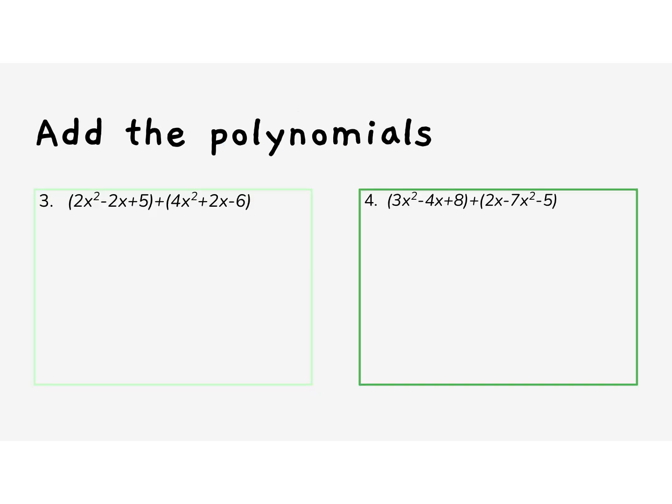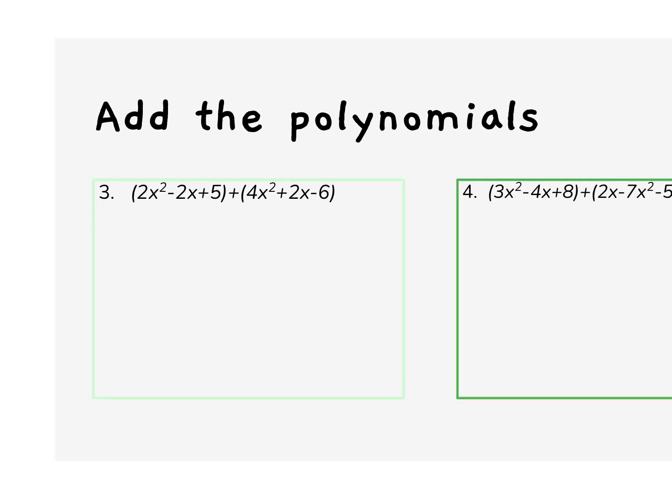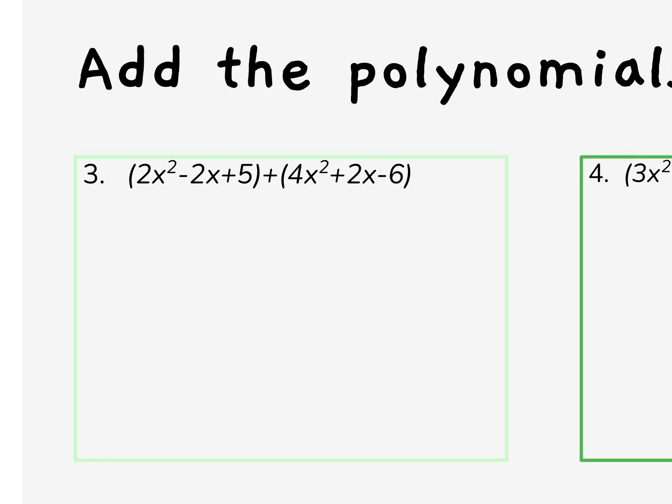This next one, we want to add our polynomials. And in order to add our polynomials, our powers have to be the same. So let's look at this first one here. I have 2x squared minus 2x plus 5, and I'm adding 4x squared plus 2x minus 6. So if our powers have to be the same, I'm going to look at my highest power, which is x squared, and I'm going to add it to my x squared over here. So 2x squared plus 4x squared is going to give me 6x squared. So I'm going to have 6x squared for that one. Okay, my next highest power would just be an x, so I'm going to look for anything with an x.